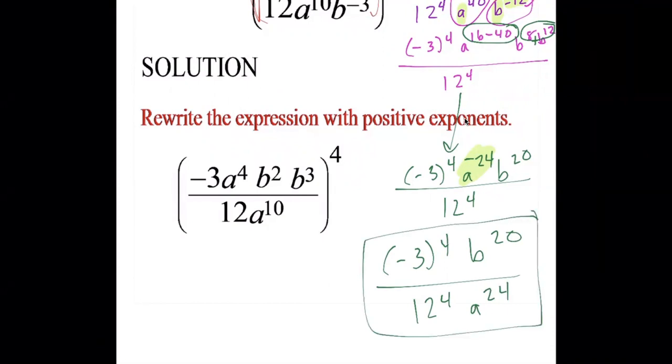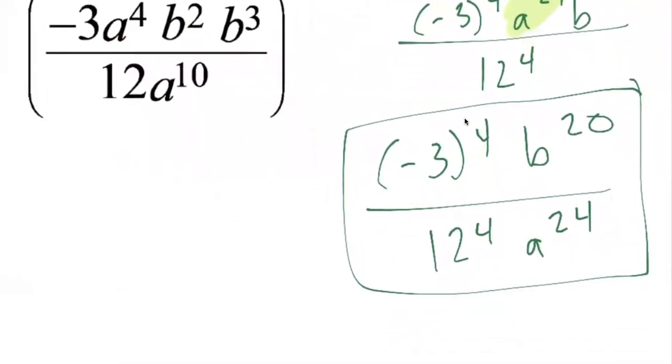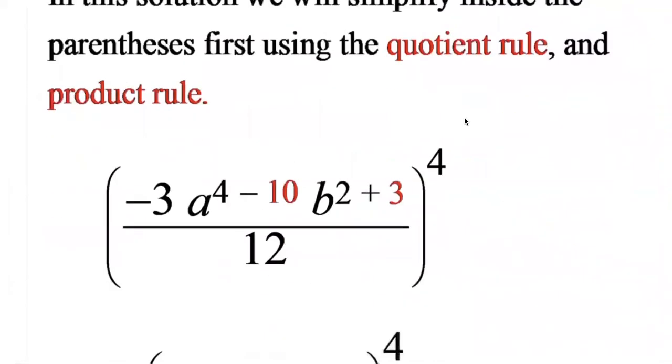Now, this isn't a bad answer right here, but I can still simplify that more. Again, this is 12 to the fourth. So that's 12 times 12 times 12 times 12. And the same thing on the top with the 3. That's -3 times -3 times -3 times -3. So I'm going to keep scrolling down here.